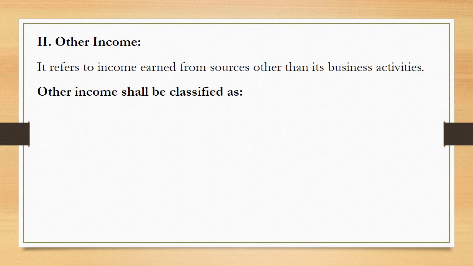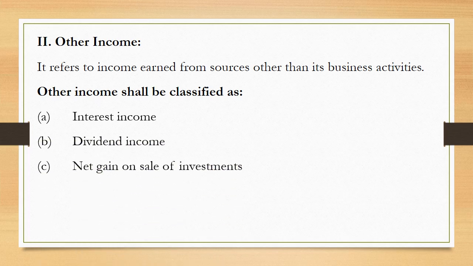Other income. Other income refers to income earned from sources other than its business activities. Other than revenue from operations will be classified as other incomes. Let us see what is classified under this head. Number 1, interest income, dividend income, net gain on sale of investments, profit on sale of fixed assets. So these are the other incomes.